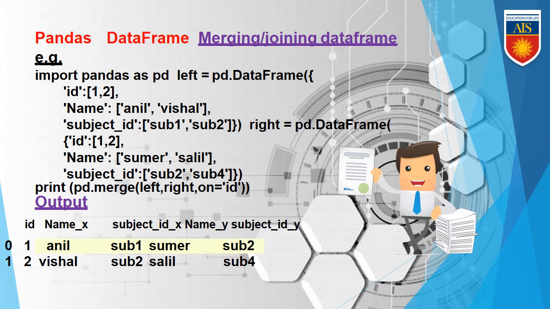Merging or joining of data frames, that means over here we can join multiple data frames together. For that we need to apply the statement this way: import pandas as pd, left equals pd.DataFrame id 1, 2, then name, then the subject id. That means we need to mention the field and the information one by one. Then print pd.merge(left, right, on='id'). That means from the left hand side to the right hand side it is going to be merged. Then the output we will get like this.